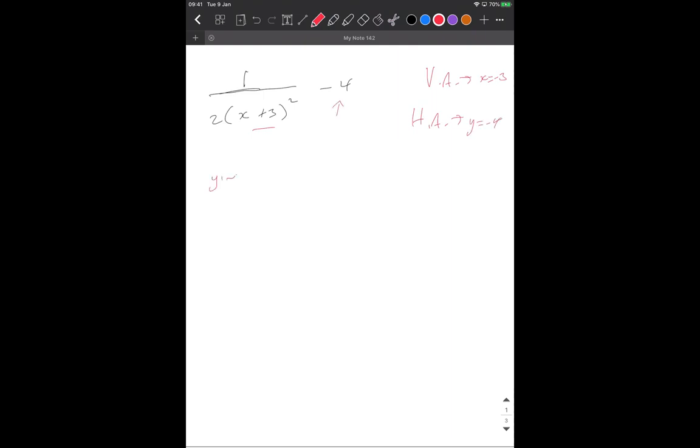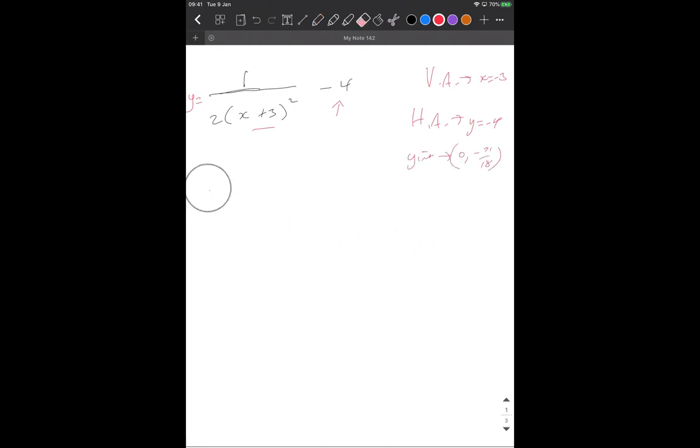And for the y-intercept, we make x equals 0. So we get y equals, should be a y equals at the front there, 1 over 2 bracket 0 plus 3 squared, take 4. 1 over 2 times 9, take 4. 1 over 18, take 4. 4 times 18 is 72, so that's 72 over 18. So we get -71 over 18. So our y-intercept is 0, -71 over 18.